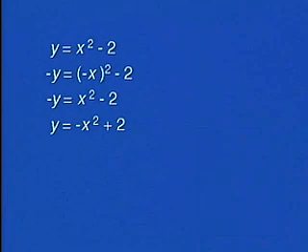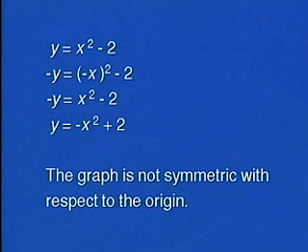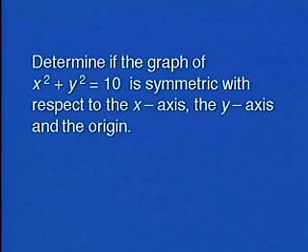And we see that no, it doesn't. It gives us back y equals negative x squared plus 2, which is different than our original equation. So this graph is not symmetric with respect to the origin. Let's go ahead and do another example of symmetry about the origin.